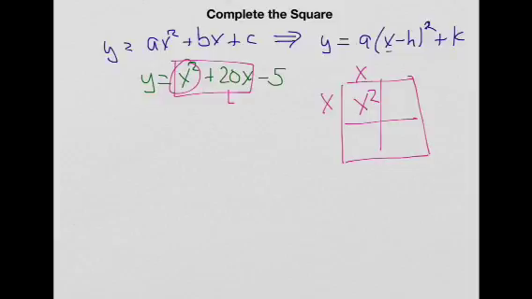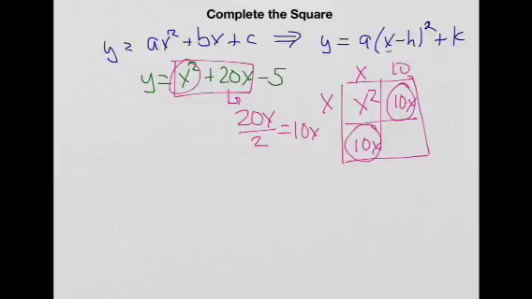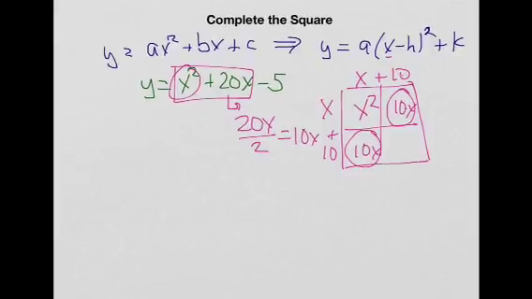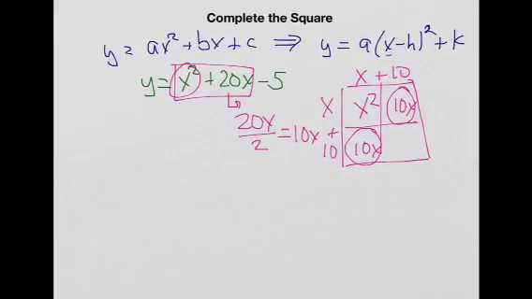My linear term here has to be split between these two squares, so I'm going to take that and divide it by 2. Because if I divide it by 2, I've got 10x there, I have 10x there. 10x plus 10x is 20x, which is what I need. But if I look at the sides, I have x plus 10, I have x plus 10. For it to be a perfect square, I need the same thing on both sides. So that's why I split it in half.